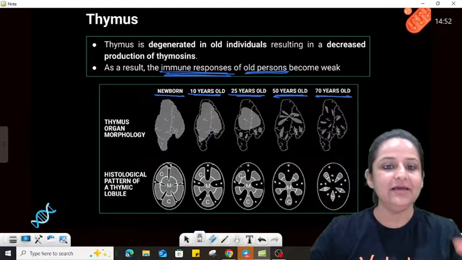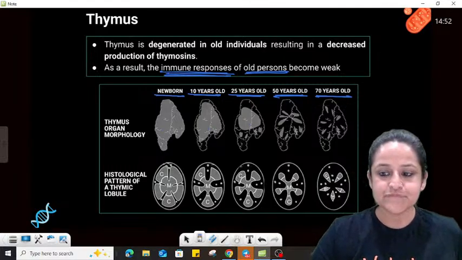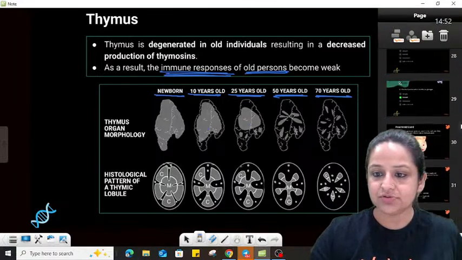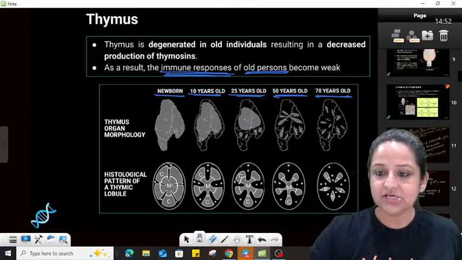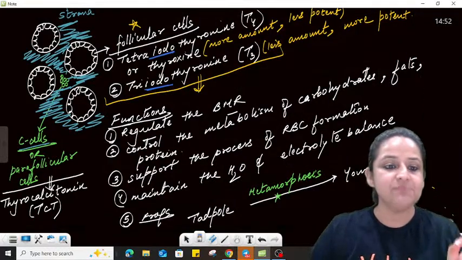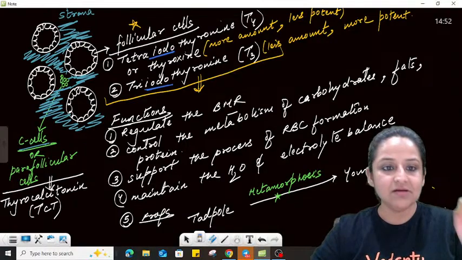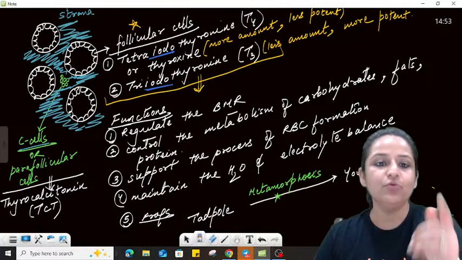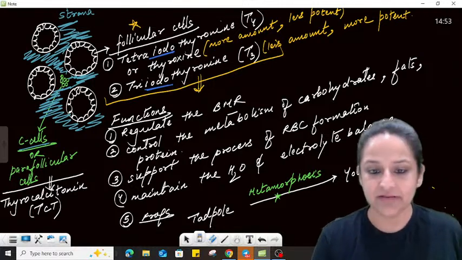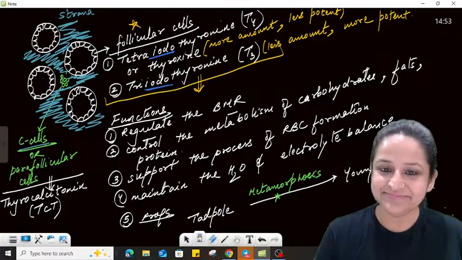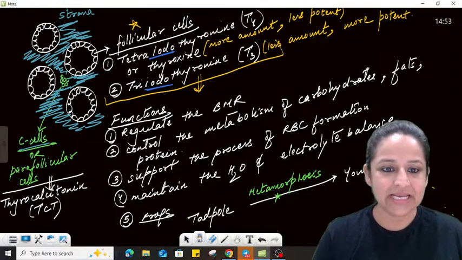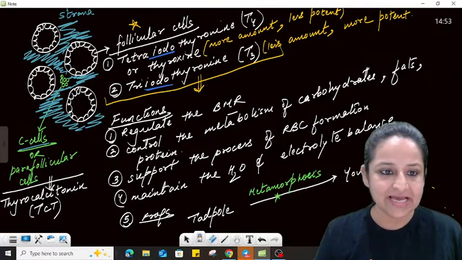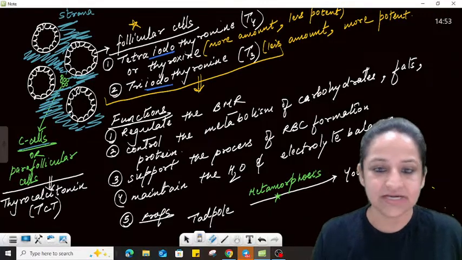I hope till here everything is clear. Please revise this part from your NCERT. Please learn it. In the next session, we are going to move this chapter ahead and probably we'll wrap it up in the next chapter. Your homework will be to just revise your NCERT, learn your NCERT very nicely and revise it from the notes that I'm going to give you.